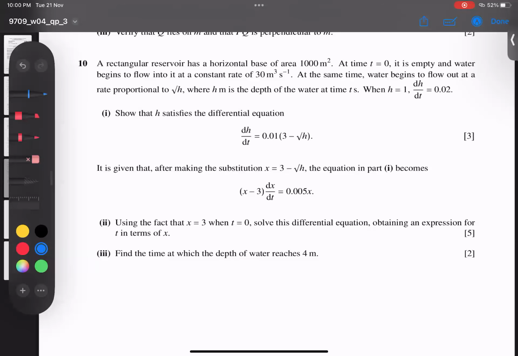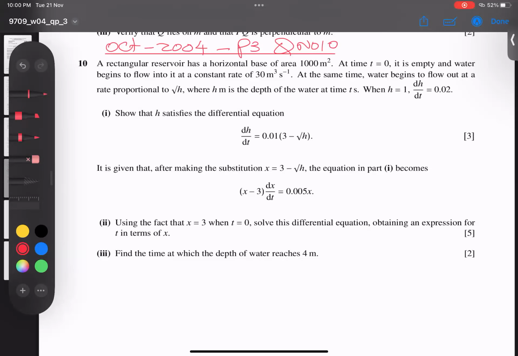This is a question from October 2004, paper 3. Okay, no variant that time. And question number 10, I am going to start. Okay, students, so first of all, concentrate on what the question is.